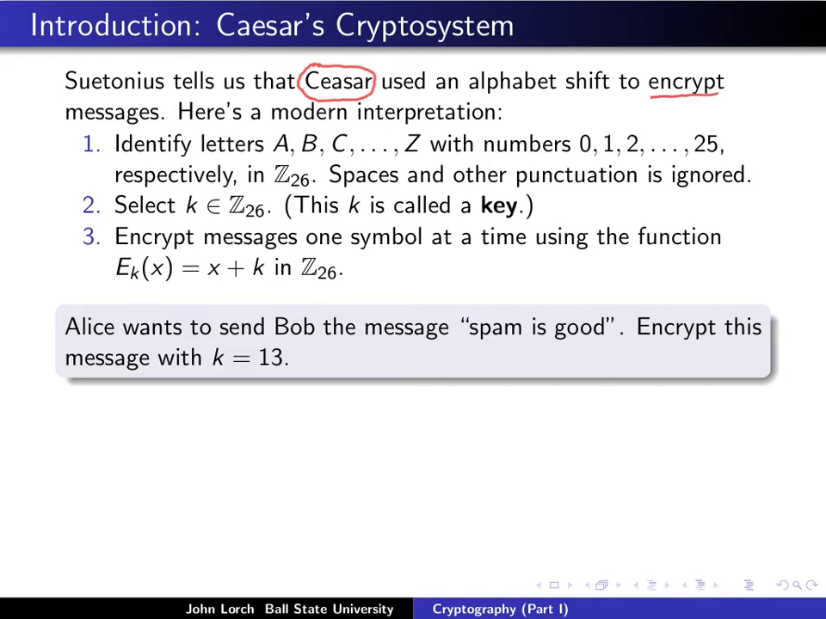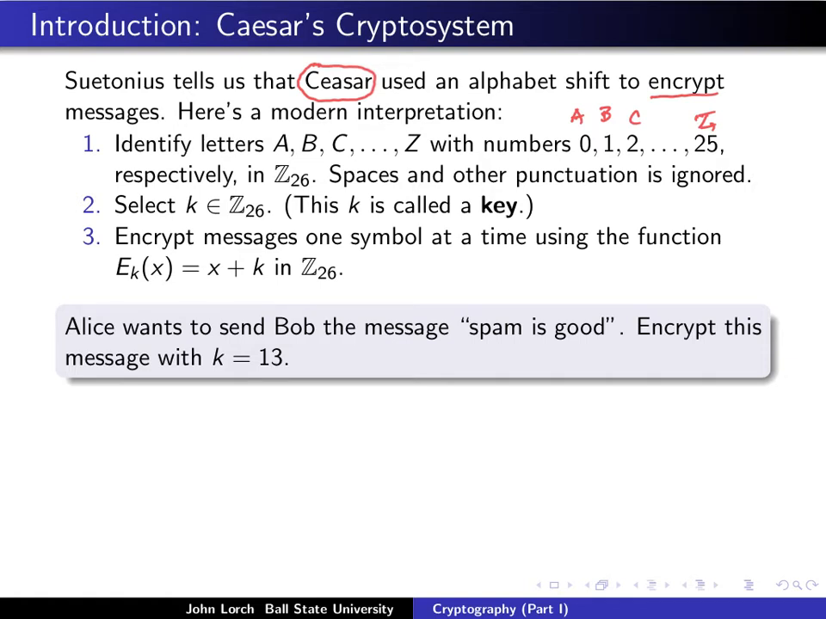So that means that A corresponds to 0, B corresponds to 1, C corresponds to 2, and Z corresponds to 25. Now, in this cryptosystem, we're not going to worry about spaces or punctuation. They will be absent or unaffected for this application.